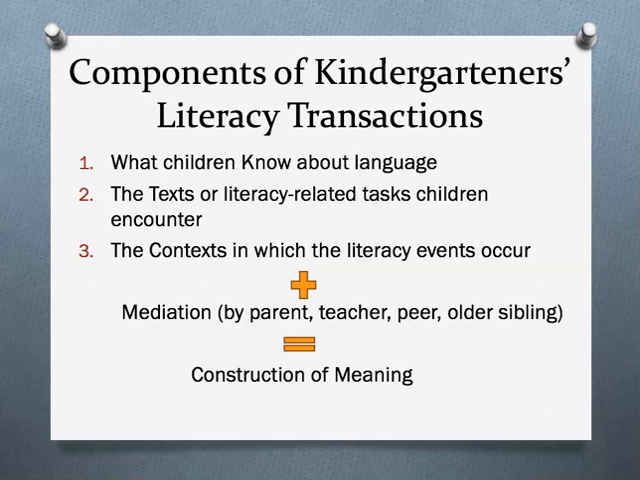And the mediation can be done by an adult, parent, or a teacher, or it could be done by a peer or an older sibling. So anybody that knows a little bit more than the child, and we're looking at this model from a single child's perspective, right? So anybody that's a little bit more advanced than the child is going to be able to mediate. The ultimate goal is construction of meaning. So we want to make sure that all of these components are in place and are playing together in a way that the end result is going to be for the children to create meaning.